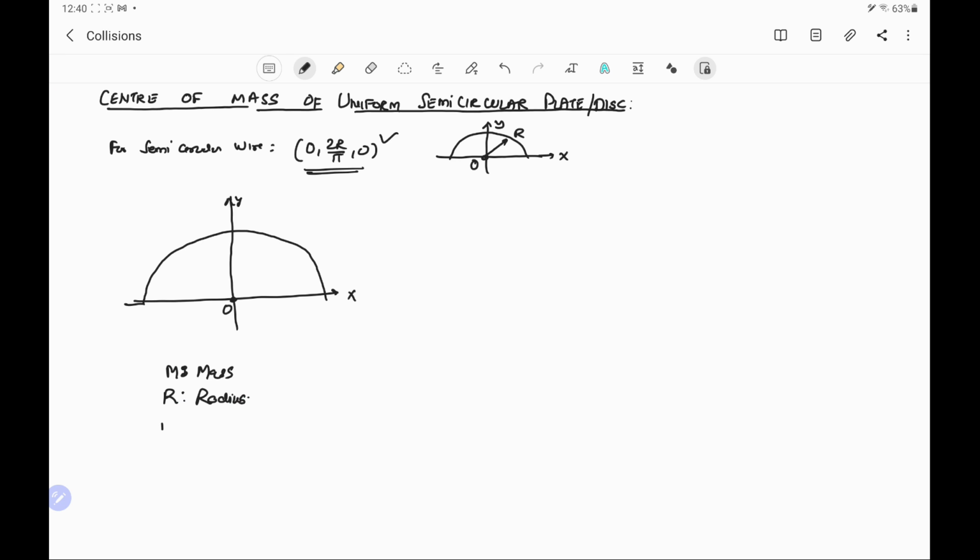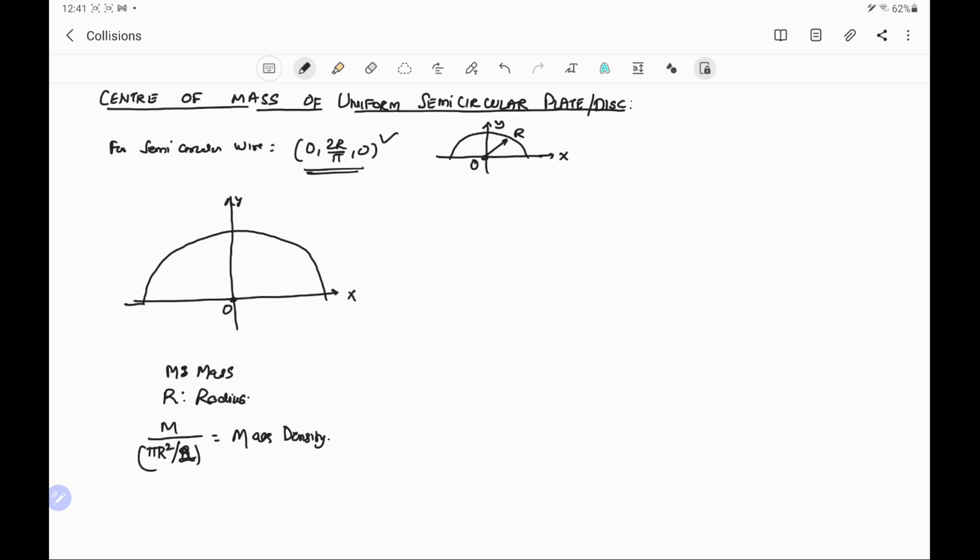Its mass density is the total mass divided by the total area. The area of the circle is πr², and for the semicircle it will be half of this area. So that is the mass density. The mass distribution is continuous as it is distributed over the area of the plate. Therefore, we have to take an elementary mass, and then using integration and differentiation, find the center of mass of the whole uniform semicircular plate.